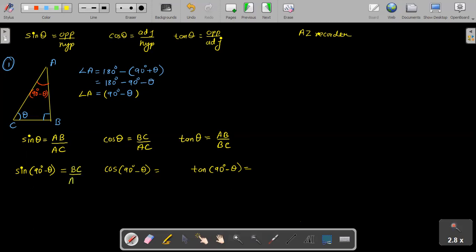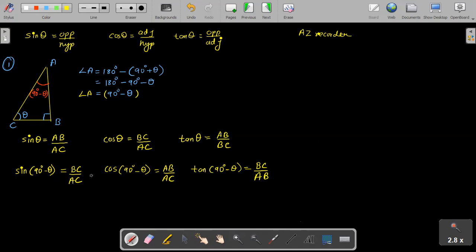BC upon AC, correct? What about cos 90 minus theta? Cos AB upon AC, because AB is our adjacent side. The opposite of cos 90 minus theta is BC. Then tan 90 minus theta is BC upon AB. BC upon AB, opposite upon adjacent. Okay, so this is clear to us.